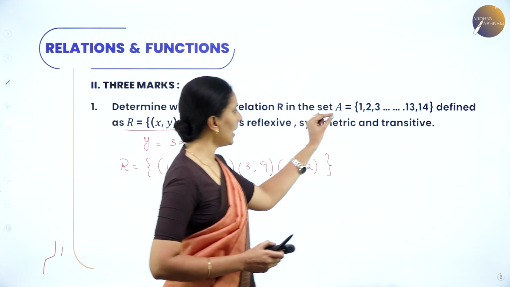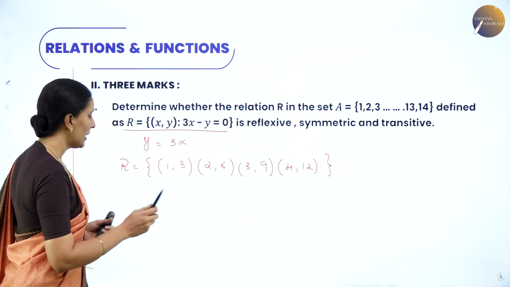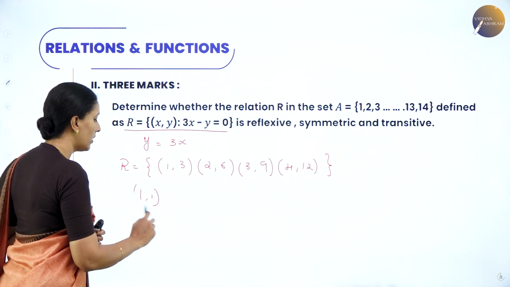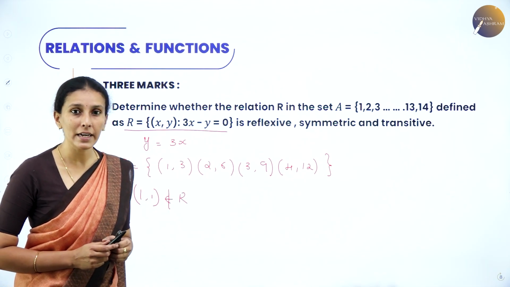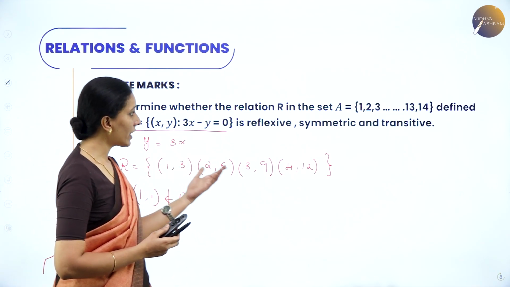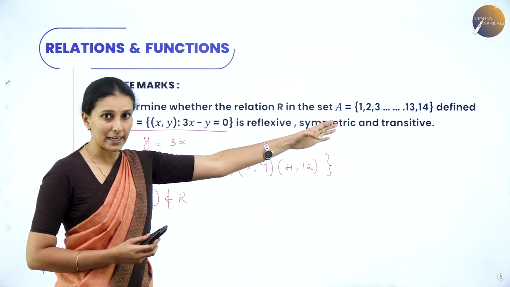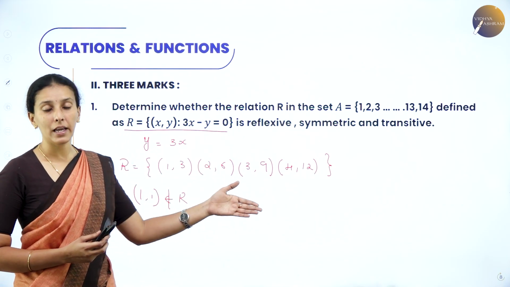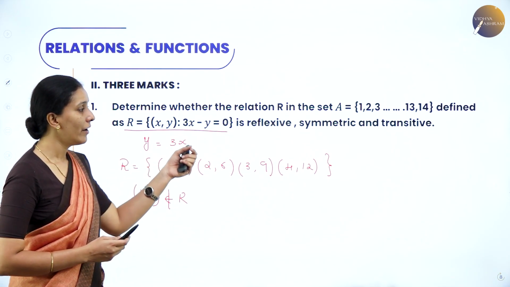Now, since we have the elements 1, 2, 3 up to 14, clearly we can say (1, 1) does not belong to R. So we are concluding that R is not reflexive. Or we can generalize the statement for any a belonging to the set A: there is no (a, a) belonging to set R. Therefore, it is not reflexive.